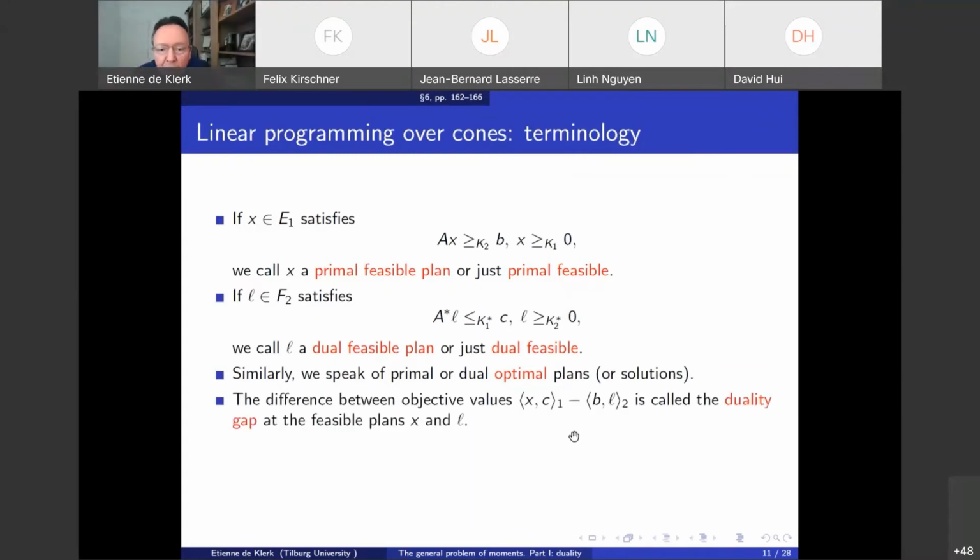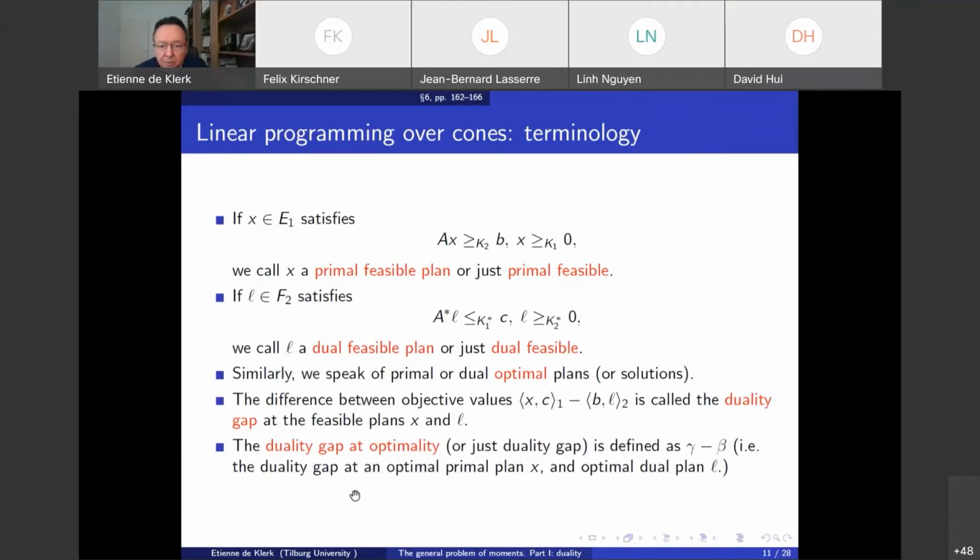Something else that you know is the difference between the primal objective, which was given by this duality evaluated at X and C, minus the duality of B and L. It's defined as the duality gap. Again, the weak duality will tell us that this quantity is always non-negative at the primal feasible plans X and dual feasible plans L.